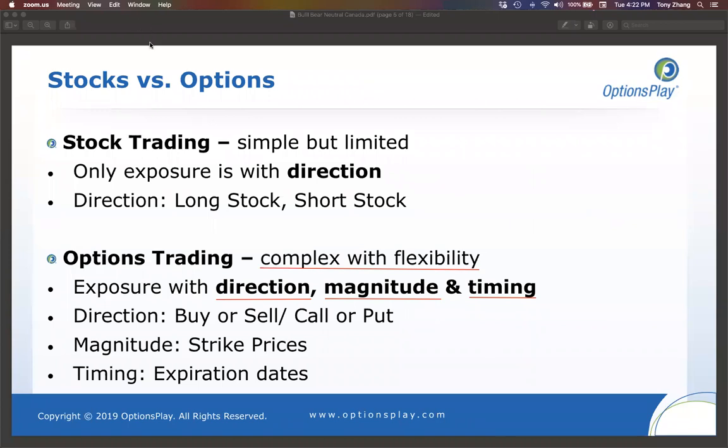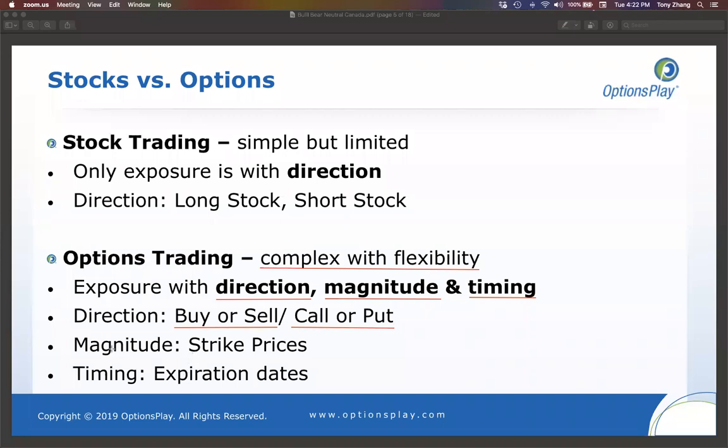So with this flexibility, or with this complexity, instead of just choosing between long stock or short stock, you can either buy or sell a call or a put. So instead of having two options, you now have effectively four different options. And in the next slide, I'm going to discuss these four different options and what they actually mean, so that you have a better understanding as to how to structure these.